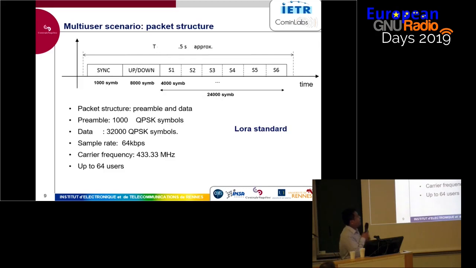And of course, each time an IoT device sends a packet to the gateway, it needs to be identified by an ID, like a MAC address. So this is the packet structure that we consider for this implementation. We have a preamble for timing and phase compensation between the transmissions, and then we have another preamble that we named the up and down preamble.